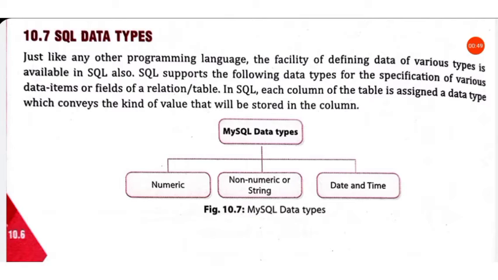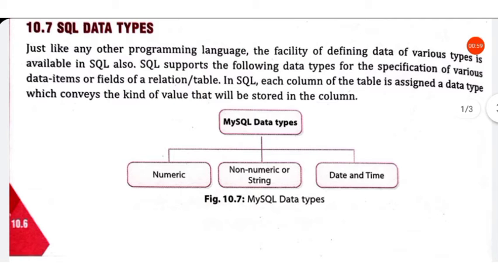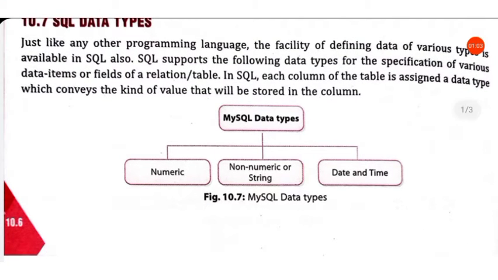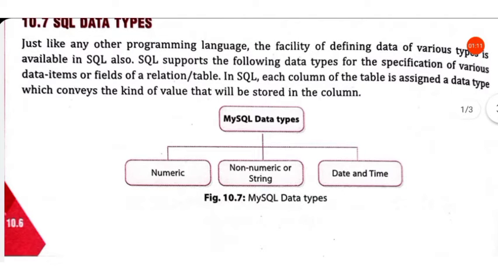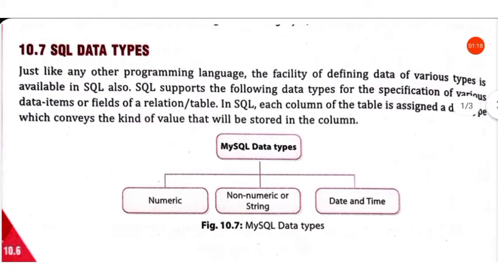Suppose in a table of students we have to store the roll number in one column, name in another column, student address in another column. In a roll number we always specify integer data type. Then for name, string, that is here in MySQL instead of string we use varchar or char. So let us see in detail.